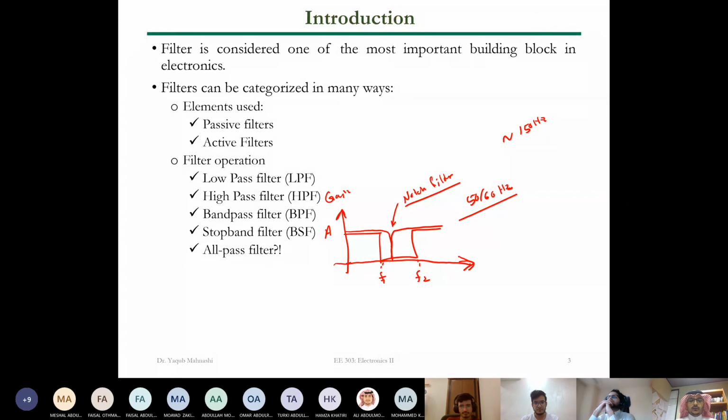What else? Okay, so this is for the operation, when it comes to operation. But what about the elements? I mean, we have passive filters and we have active filters. You saw the passive one from the start, right? So what is this one, guys? If this is V out, this is V in, and you have R and C. This is a passive filter, but which type? Is it low pass, high pass? Low pass filter.